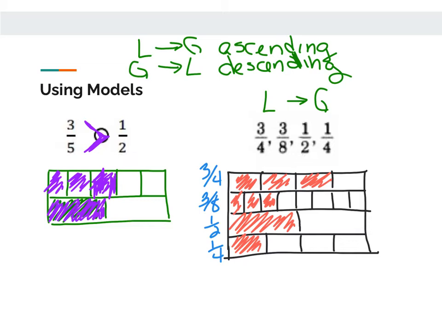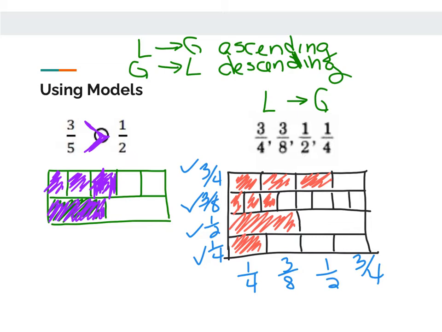So my smallest number would be 1/4. So we know that's correct. Then we're going to go with 3/8. So that's correct. After that is half. And then the last one is 3/4. So using models helps, especially if you know how to draw the model. The only thing is that when you're using models, it is going to be really close, especially with those fractions that are really close to each other.